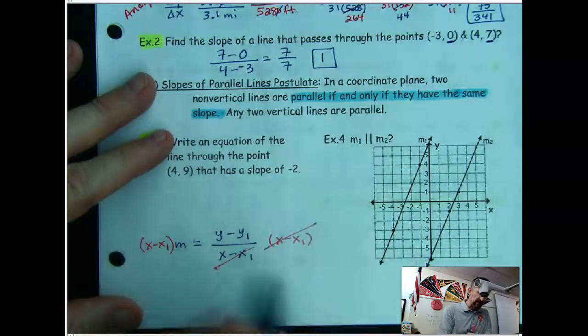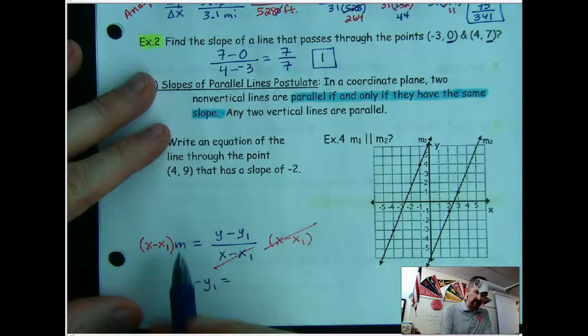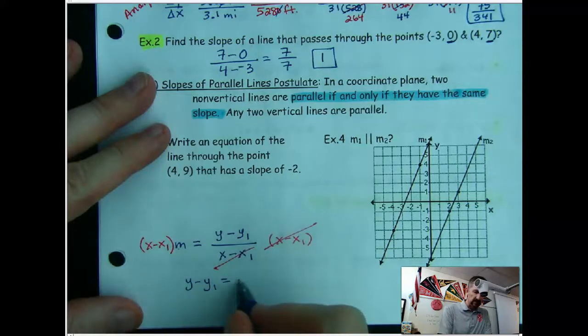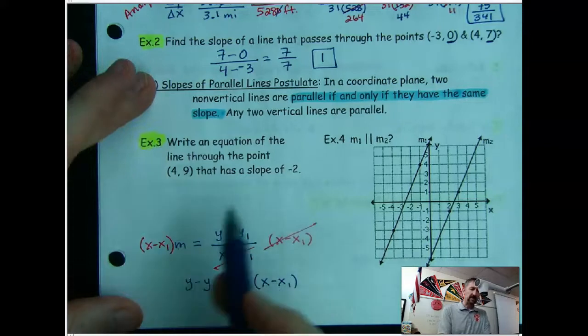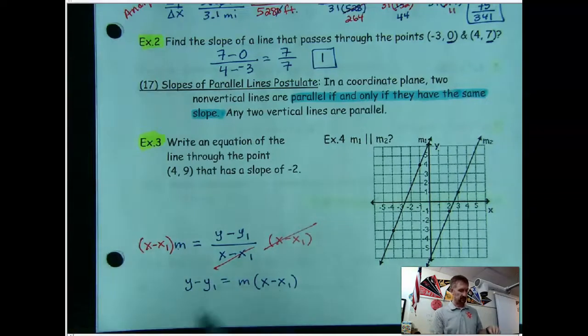So I want to rearrange this a little bit. So I'm going to start with the y minus y1 equals, and then I'm going to switch these around too. So that's called point slope form. When we know a point and a slope, we want to use this formula, at least to start off with.